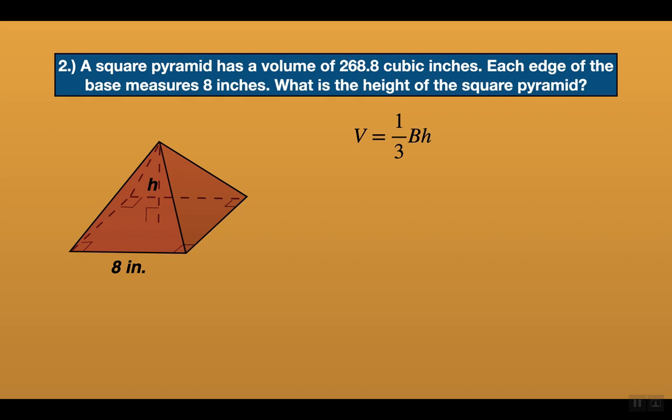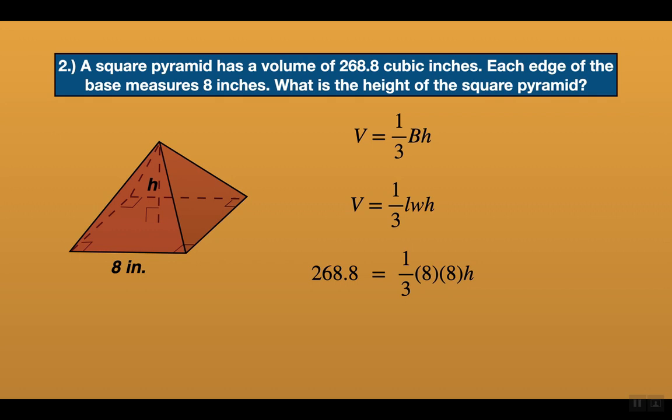Now, we have a square pyramid, so that means that the base of our pyramid is a square. And how do we get the area of a square? We get the area of a square by multiplying length times width. So we're going to replace the capital B with LW to represent the length and the width. Now we're going to substitute into our formula the values that we know. We know from the question that the volume of the pyramid is 268.8. So let's substitute that into the formula for V. And then we know that the length and the width of the square base is 8 and 8. So let's also substitute those values.